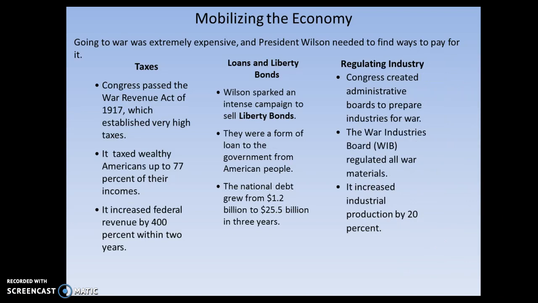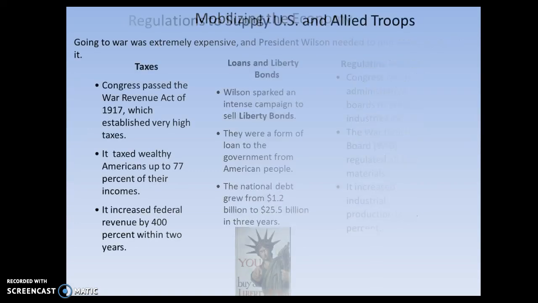And additionally, another way to pay was regulating industry. So Congress created administrative boards to prepare industries for war. The War Industries Board regulated all war materials, and it increased production by 20%. There's a nice picture of a Liberty bond, a kind of advertisement for that.